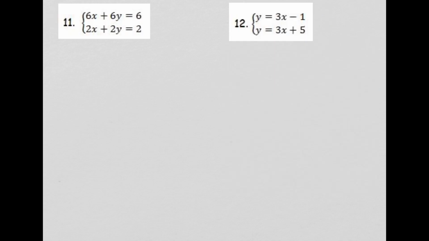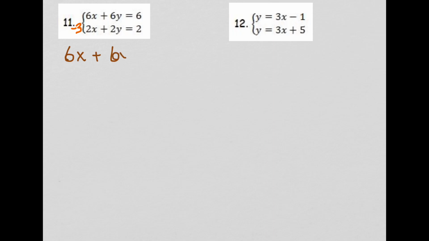Number 11, solve the following systems. Okay, it's just more practice. And I think I'm going to solve this particular one by elimination. I'm going to multiply this entire second equation by -3. I chose -3 so that I could end up with a 6x on the top and a -6x on my second equation, and then things will be set up for elimination.